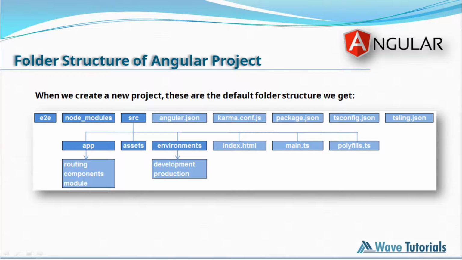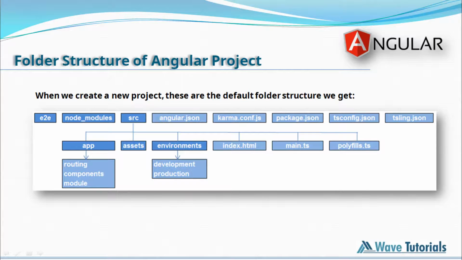Whenever we create a new project, AngularJS provides us default architecture which includes few folders and files. At level 1, we will get 3 folders: E2E, Node Modules, and SRC. E2E provide us a high-level testing which ensure that all of our component, functions, and methods are working correctly.